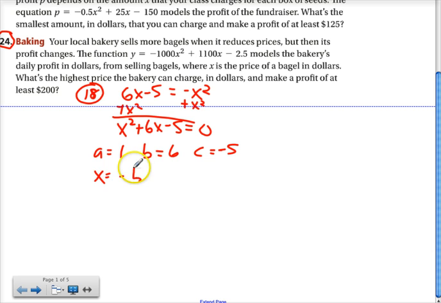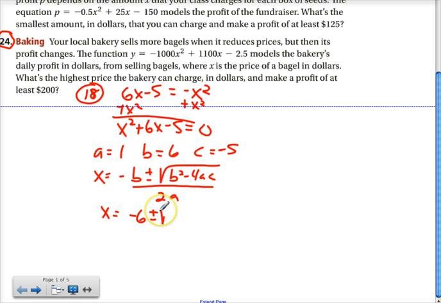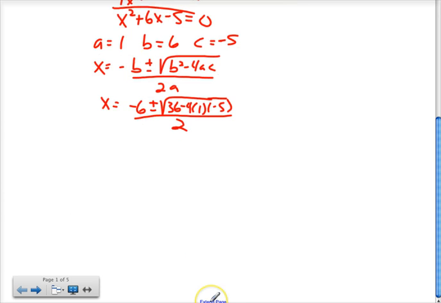X equals negative b plus or minus the square root of b squared minus 4ac all over 2a. So x equals negative 6 plus or minus the square root of 6 squared is 36 minus 4 times 1 times negative 5 all over 2 times 1, 2 times a, which is 2. So this will be x equals negative 6 plus or minus the square root of, well, underneath the radical we have 36 plus 20, which is 56 divided by 2.